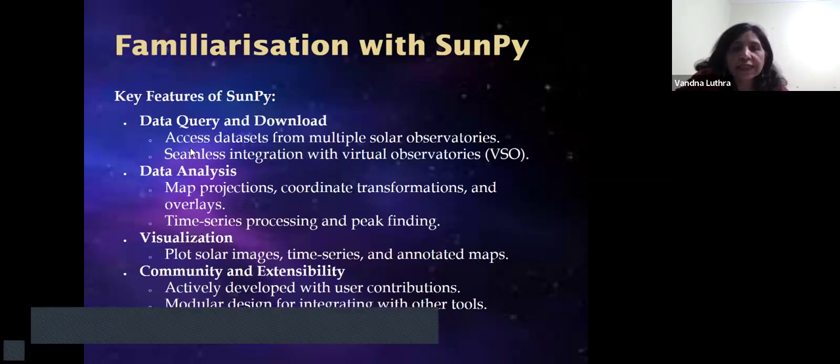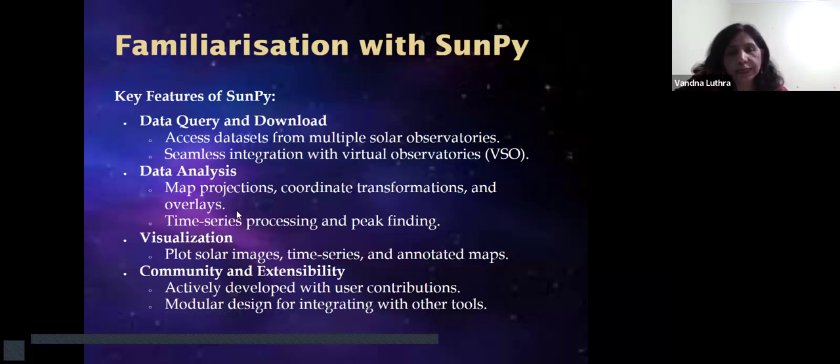We can access data sets from multiple solar observatories, with seamless integration with a virtual observatory, and the virtual observatory in this case is called VSO. Data analysis would mean map projections, coordinate transformations, and overlays. Overlays of multiple wavelengths or data from different instruments can be overlaid in that respect. And time series processing and peak finding.